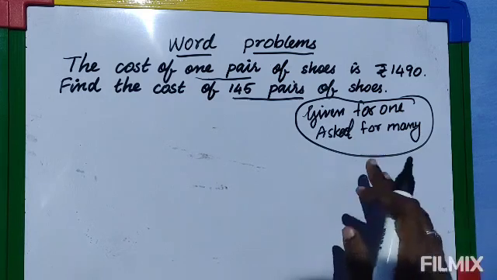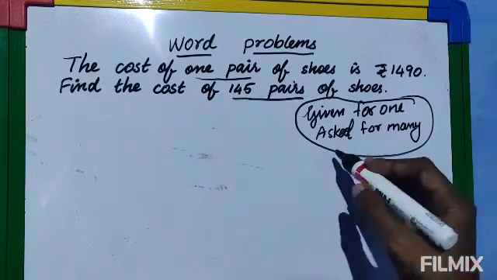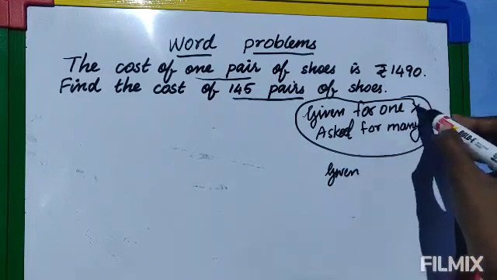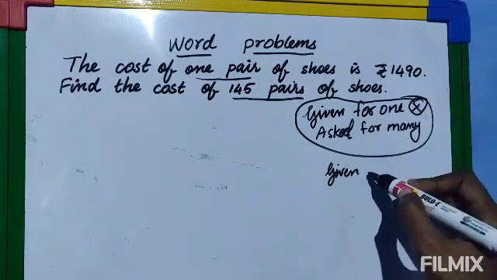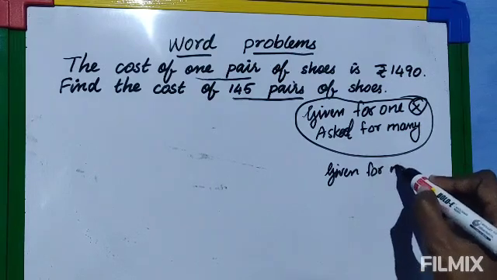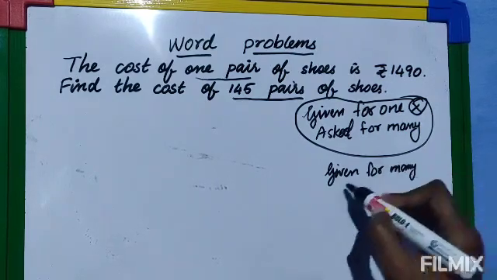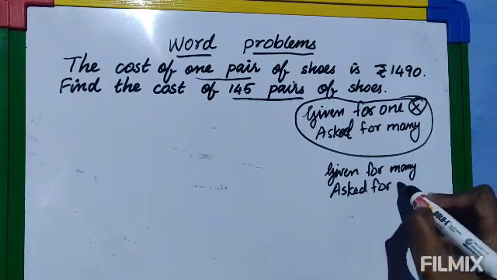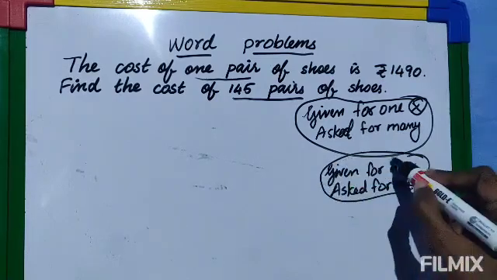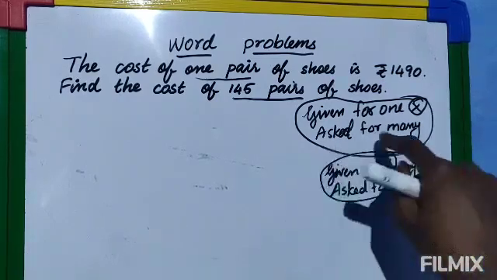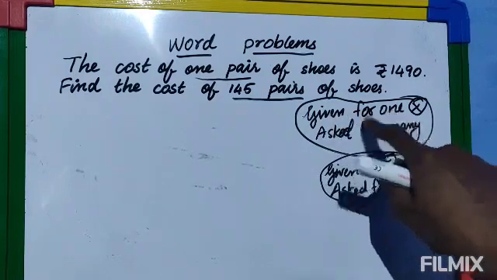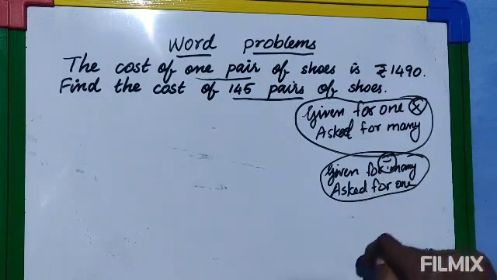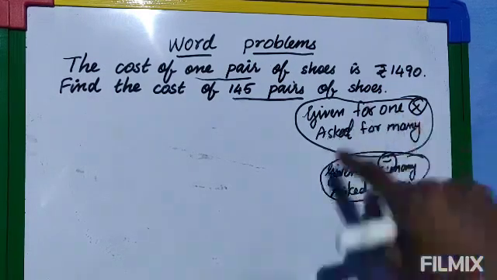For division, this is just the opposite. In division it will be given for many and asked for one. So in multiplication it will be given for one and they will ask for many, and in division it will be given for many and they ask for one. So if you remember, this is the keyword.